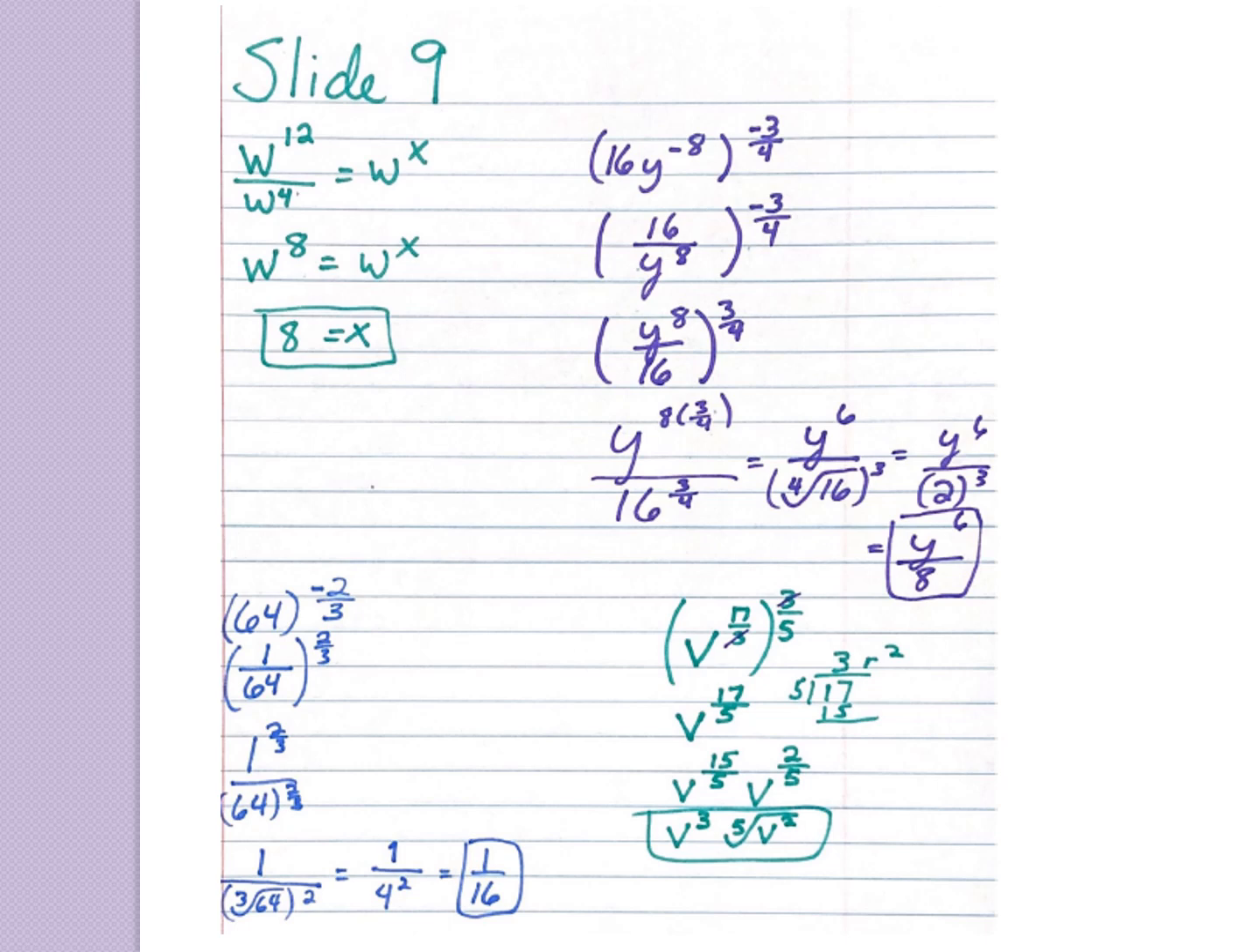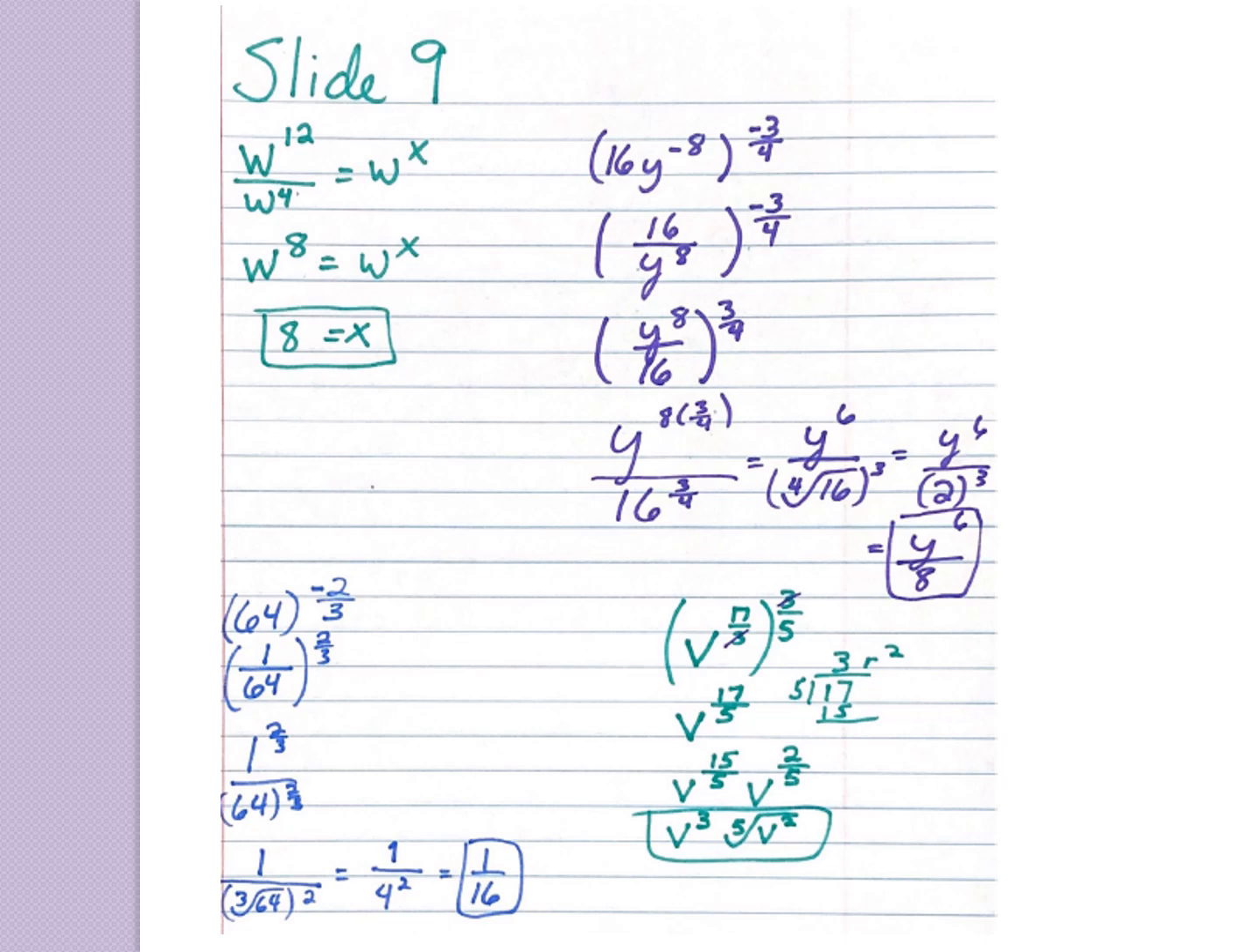And then slide 9, I think you should be able to figure those out without explanation, but let's look at the one on the bottom right hand corner, that v to the 17 over 3 all to the 3/5 power. The one thing I noticed is that there was a 3 on top and bottom, canceled them out. That gave me v to the 17 over 5. Well, 5 goes into 17 evenly 3 times, and you have a 2 remainder. So what I did is I broke that 17 over 5 up into 15 over 5, because that's going to become your 3. And then you had 2 over 5.